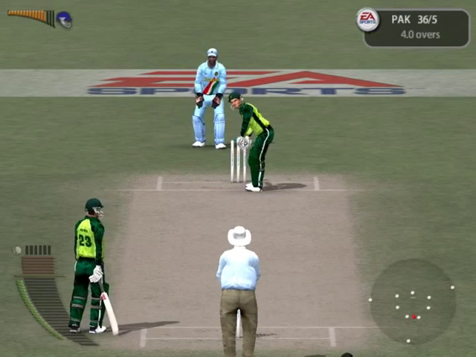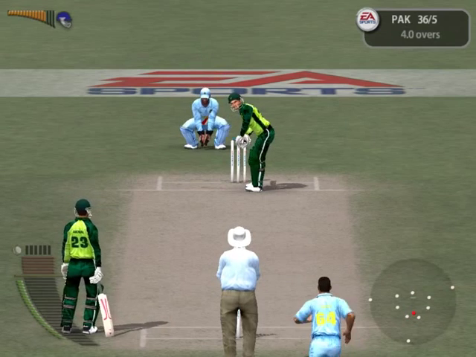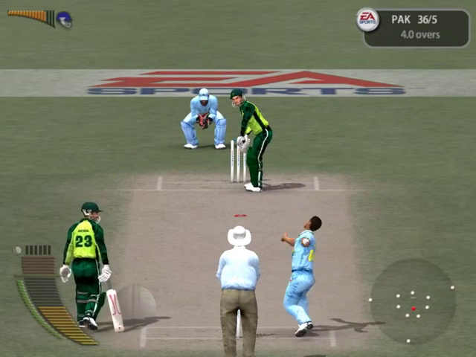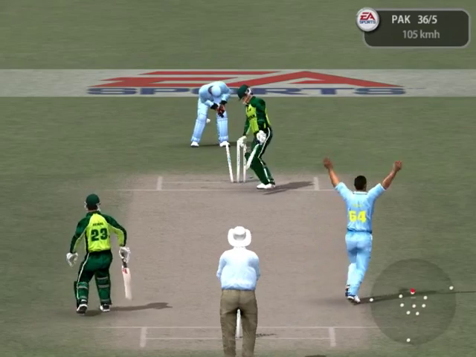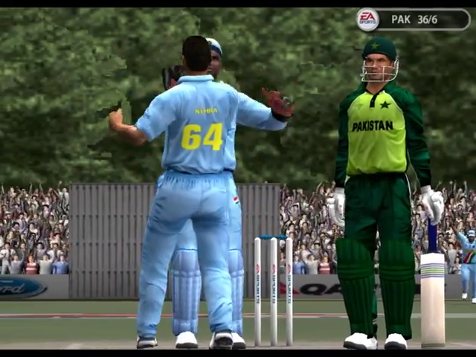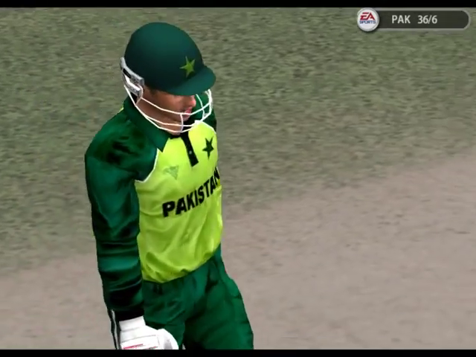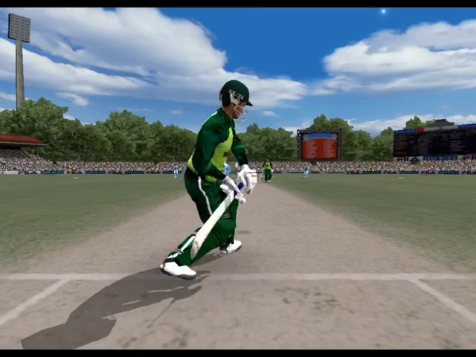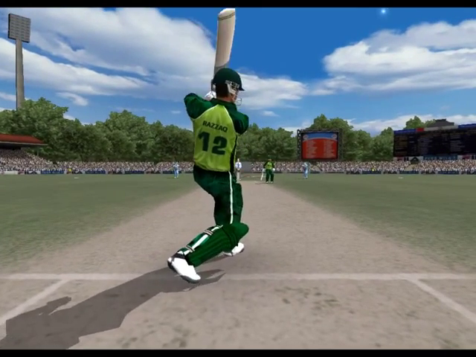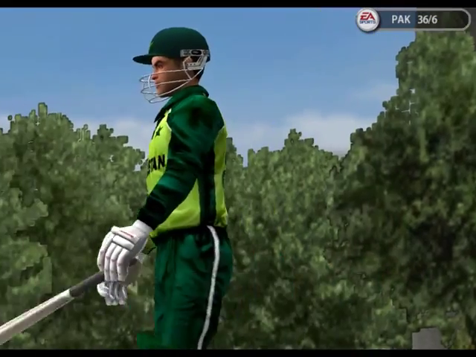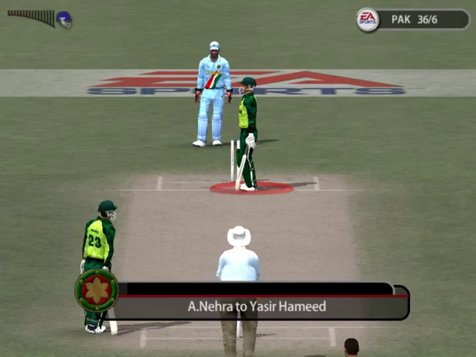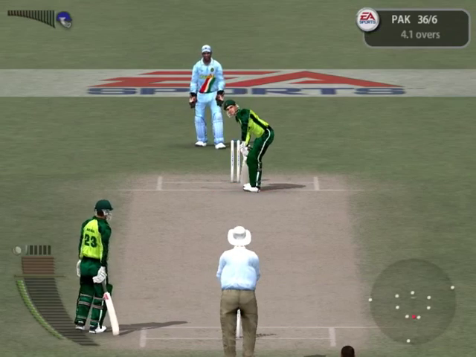Nehra, the ball to Abdul-Razak. Nehra has got him. He didn't even get near that delivery. It totally beat him. Nehra gets it. This was how the wicket fell. Next man in is Yasir Hamid. Yasir Hamid facing.